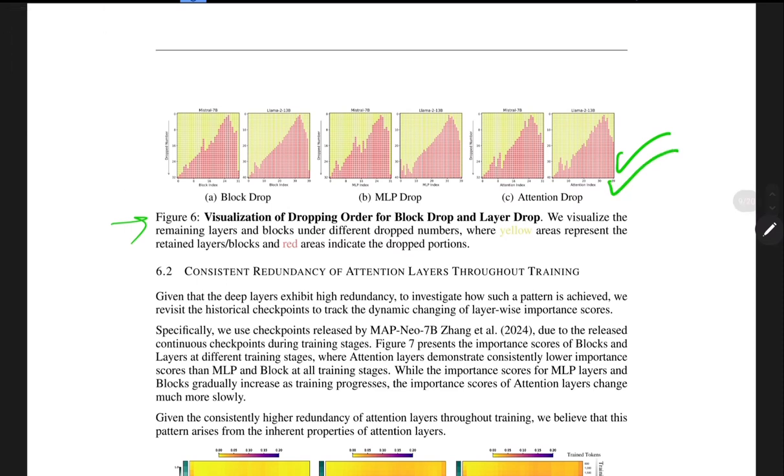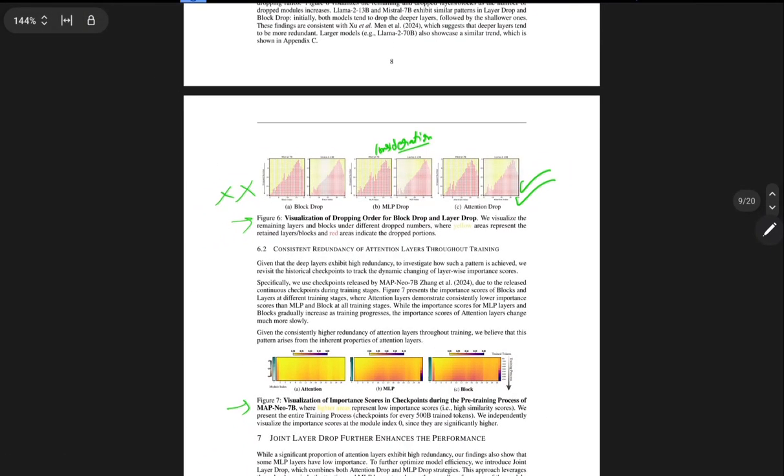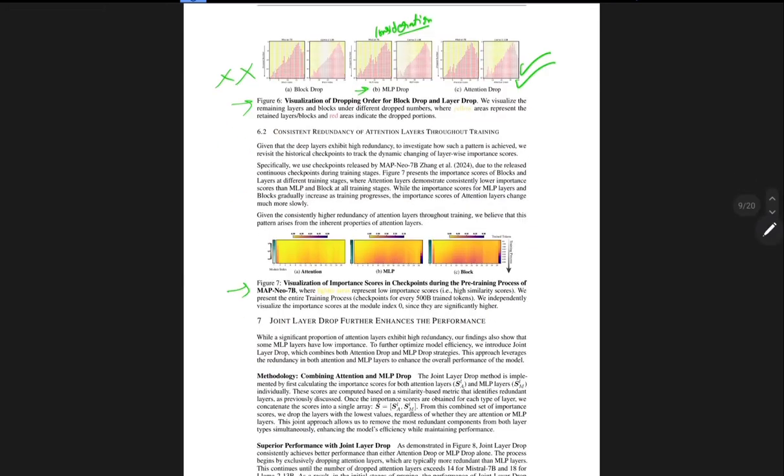Block drop is not at all working. And for MLP, there should be a consideration, I would say. There should be a consideration that maybe we can improve this somehow in future, right? Because block drop is not at all working for us because we are removing both of the things. Even I would say MLP is not at all helping right now, but yeah, attention we can think about.